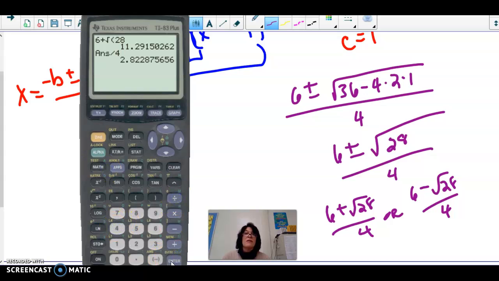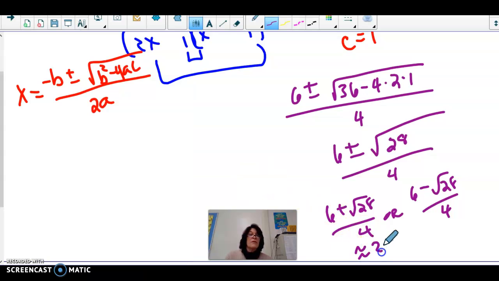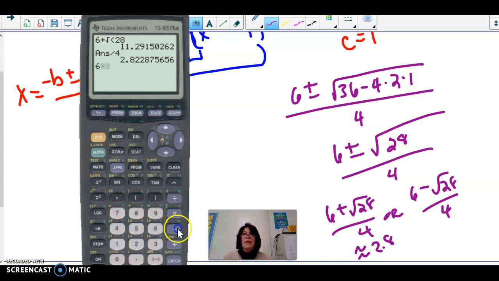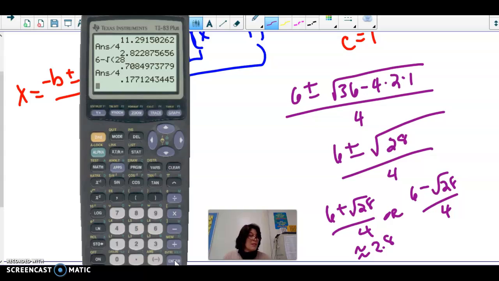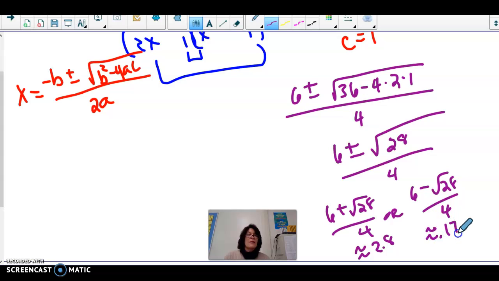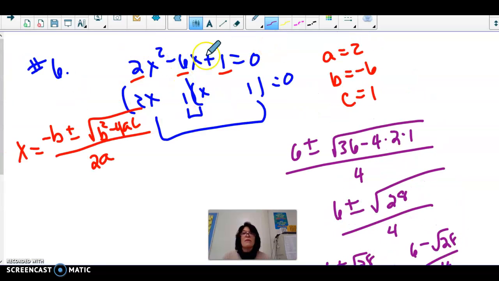So one of my answers is about 2.8. The other answer, 6 minus the square root of 28. I'll do that on my calculator, 6 minus the square root of 28, and I'll take that answer and divide it by 4. That's about 0.177. It's really tiny. And again, those are the two answers to 2x squared minus 6x plus 1 equals 0.